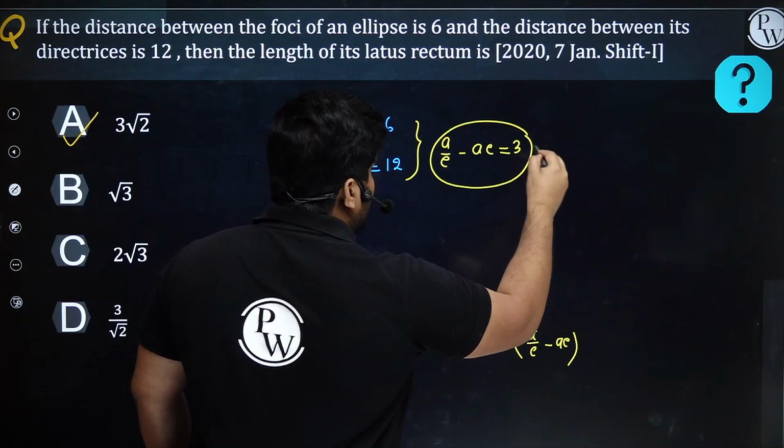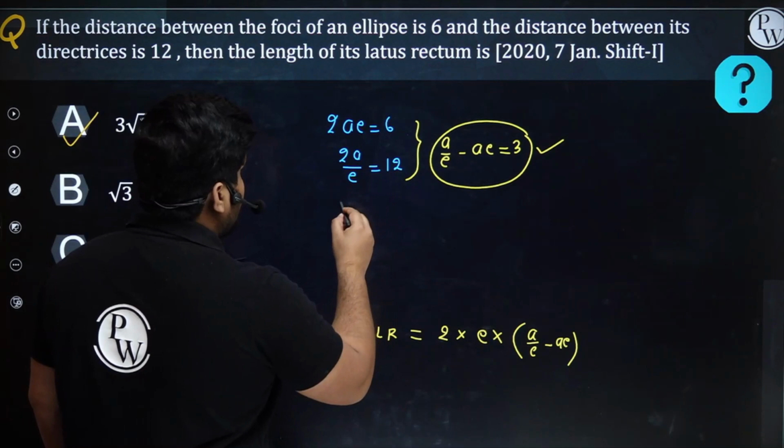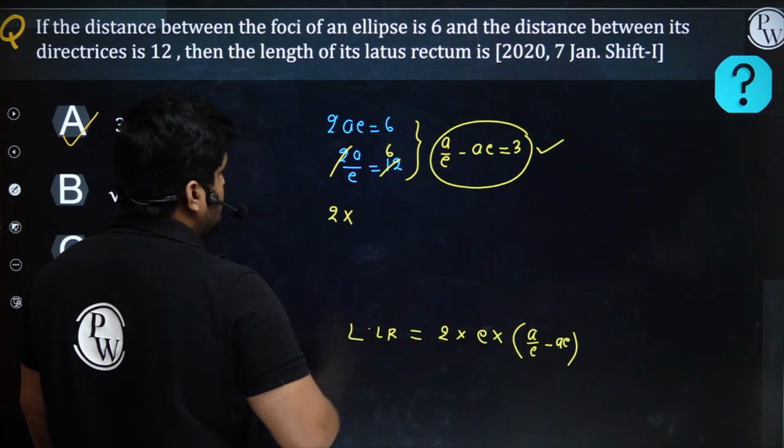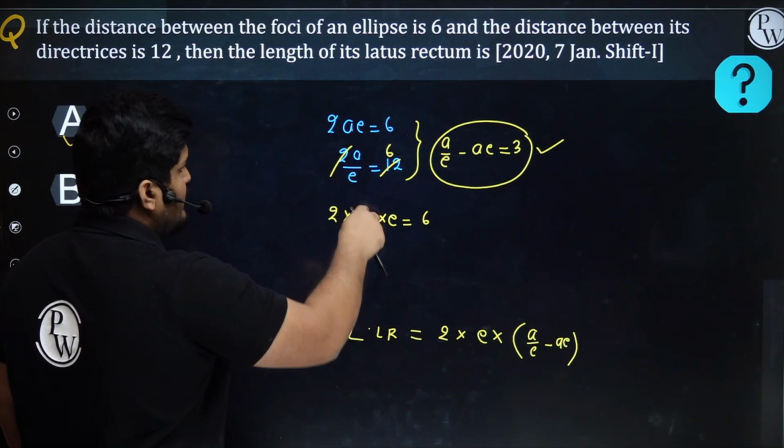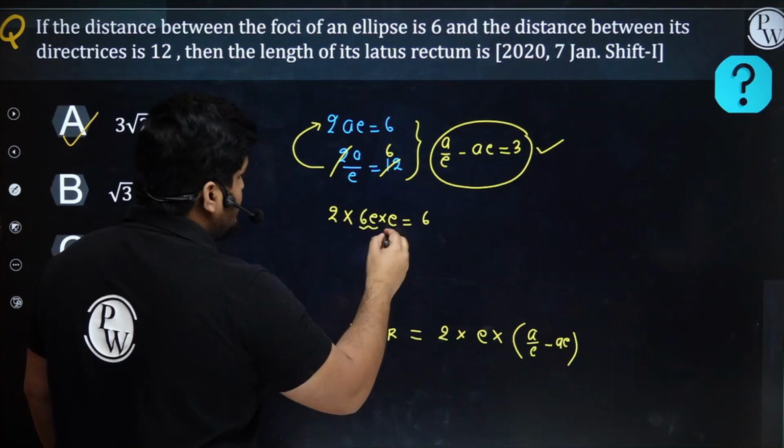And what is the eccentricity if I divide these two? So 2 into what is ae? ae is 3. 2 into 6... e into e is equal to 6. So e will be how much? This is 2ae, so a is how much? a is 6e. Right, we replace it here. a is 6e equal to 6. So e will be 1 upon root 2.